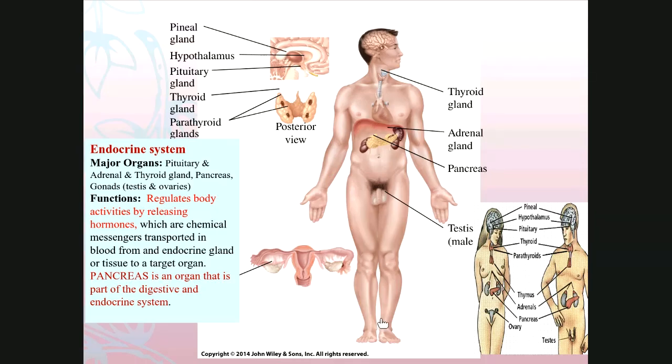The endocrine system is a main regulator of activities by releasing hormones. Hormones are chemical messengers generally transported in the blood from endocrine glands to tissues and target organs. An important one you want to note for your exam is the pancreas. We'll learn shortly that the pancreas has two functions. It has an endocrine function, which regulates our blood glucose, and it also has a digestive function, which we'll talk about in a minute.